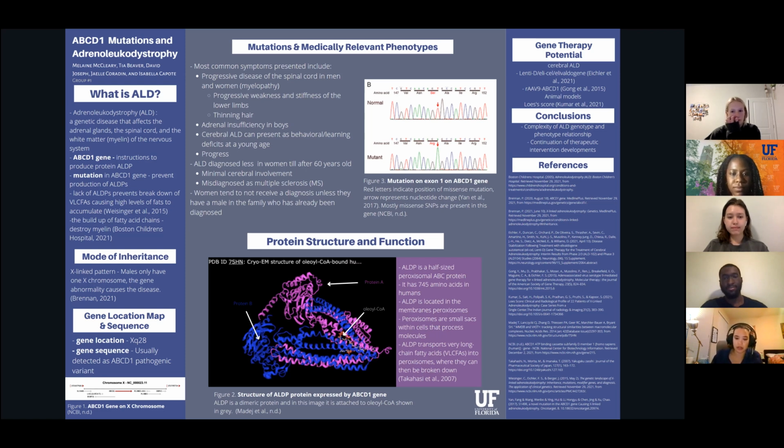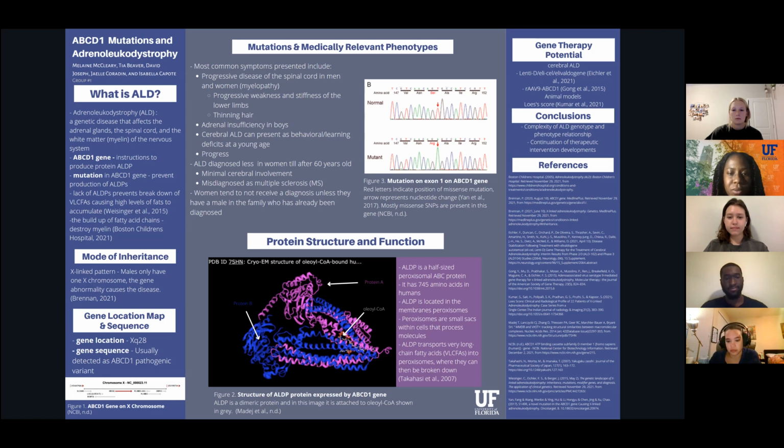And more typically, you'll notice that ALD is diagnosed less in women and is more commonly seen as a diagnosis after they hit 60 years old, because in women, there's a less likely chance of them having cerebral ALD, so it's not as noticeable. And more often than not, it's misdiagnosed as multiple sclerosis. So women tend to not be diagnosed or even tested for ALD unless they have a male in the family who's already been diagnosed with ALD in the past.